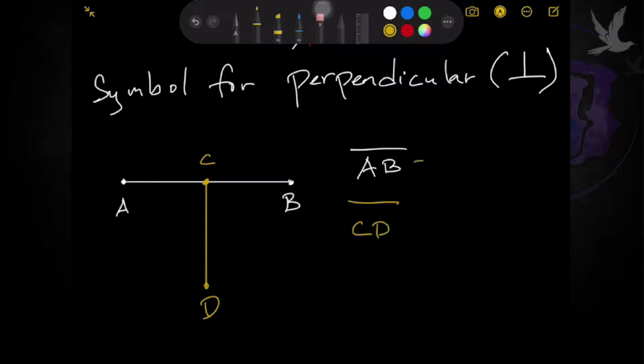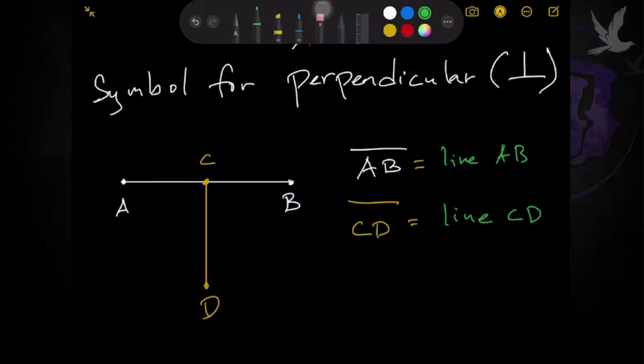By the way, this is the shortcut pala of writing the term line AB and line CD. So, ganun yung basically ang format of writing the shortcut of saying or stating that 2 points are already drawn as a line.